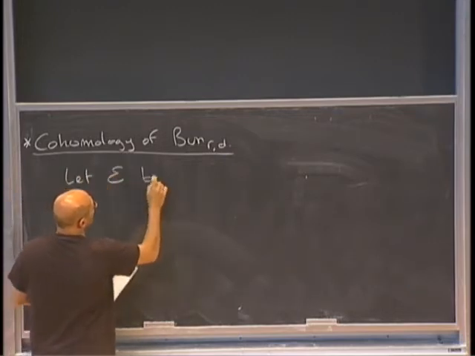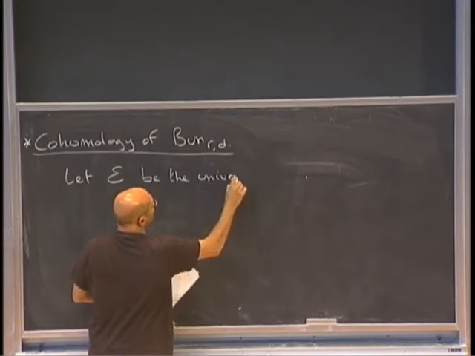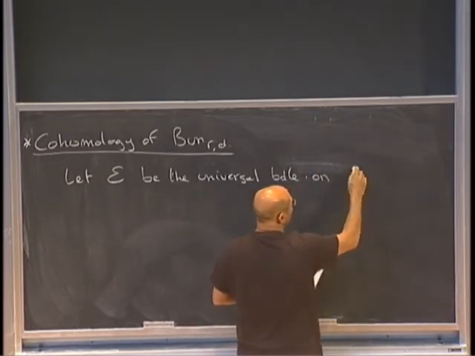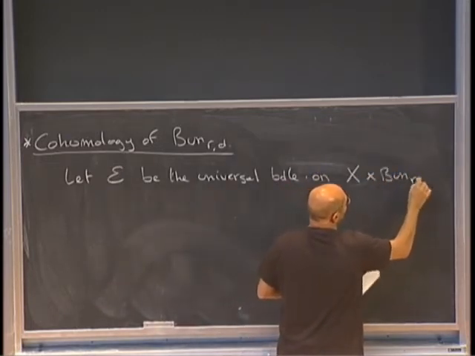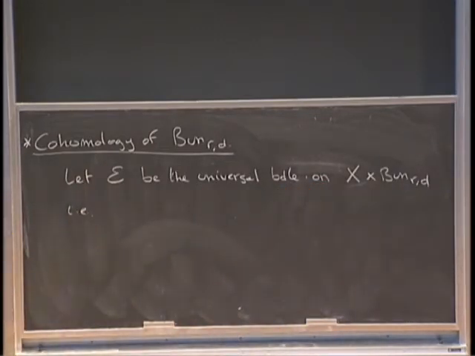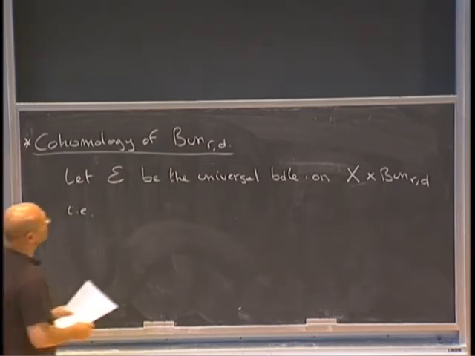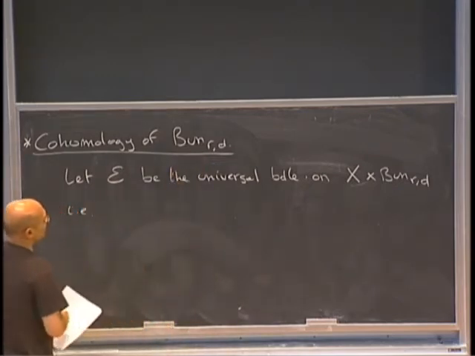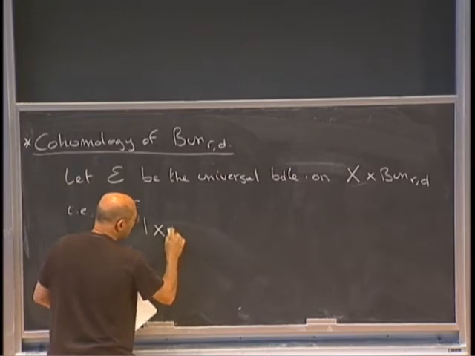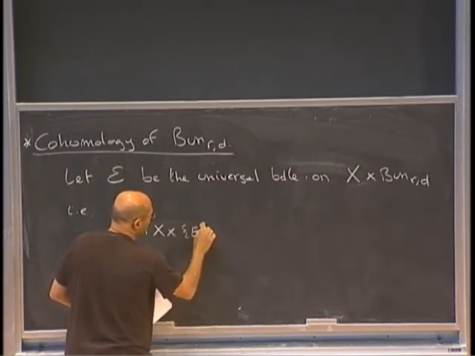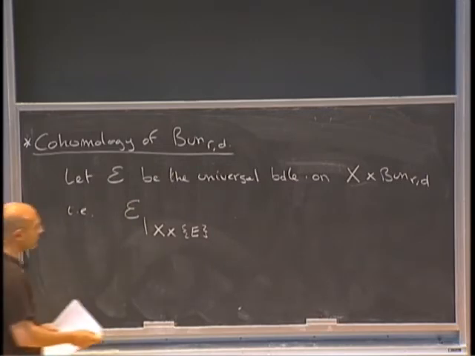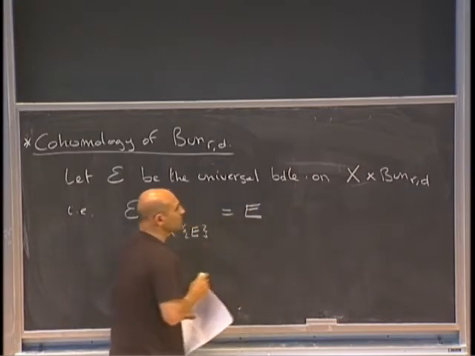So let E be the universal bundle on the product X cross Bun_{R,D}. In other words, well, you have to prove the existence of such a universal bundle, but it comes from the construction of the stack, which means that when you restrict E to X times a point, let me be a little bit vague in the notation, a point E corresponding to a certain vector bundle on X, then this is E.